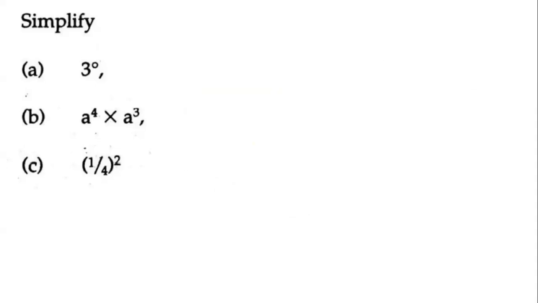Three to the power 0. All right, thank you. How about B? A times A times A. Hold on, wait. Pronunciation, how do you pronounce the question? A to the power 4 times A to the power 3. Very good. And then C, how do we pronounce that? 1 over 5 to the power 2. Open bracket 1/4 close bracket to the power 2. Just 1/4 to the power of 2. You don't have to mention the brackets.